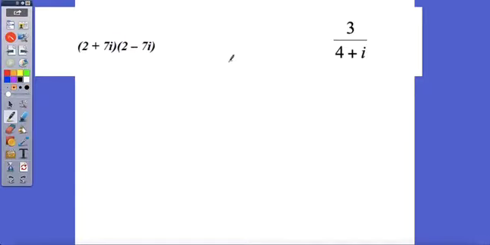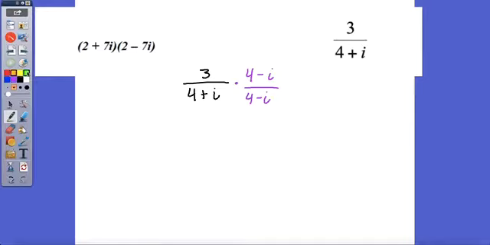How we perform that operation is you cannot have complex numbers in the denominator. You cannot have i's in the denominator, so we've got to do something to get rid of them. And what we do is called multiplying by the conjugate: 4 minus i over 4 minus i. You might remember this as something that you would do.